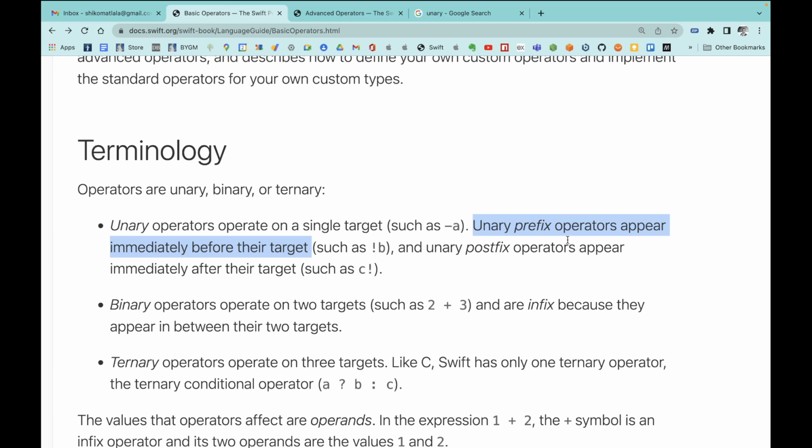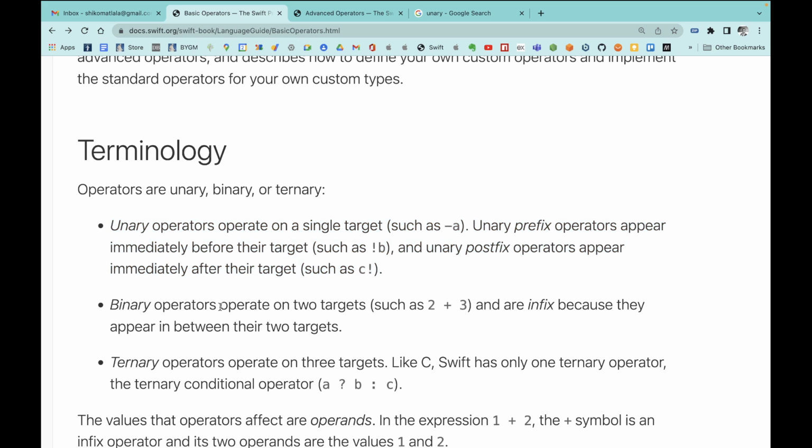I wonder what they mean. We're going to get into that. And then we have unary postfix operators that appear immediately after their target, such as b! Obviously, we understand that one is not b. The operator here means not, and the operator here has to do with optionals and wrapping. That's what I think it means here. So we will learn as we delve deeper into them what they mean. But so far they're exciting, they're interesting.